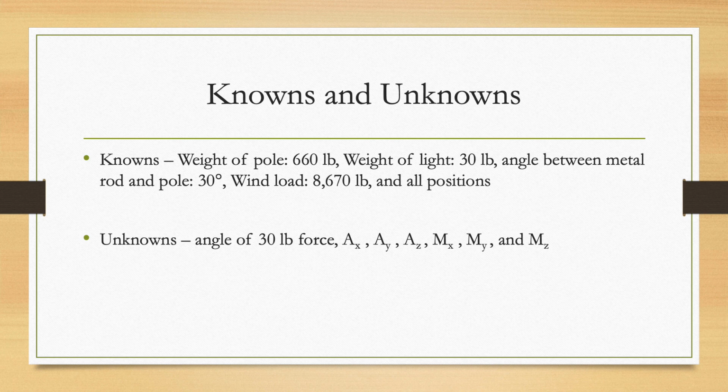So for my knowns and unknowns, my knowns are the weight of the pole, which is 660 pounds, the weight of the light, which is 30 pounds, the angle between the metal rod and the pole, which is 30 degrees, the wind load, which is 8,670 pounds, and all the positions. My unknowns are the angle of the 30-pound force and the force of A on the X, Y, and Z axis, and the moment force on the X, Y, and Z axis.